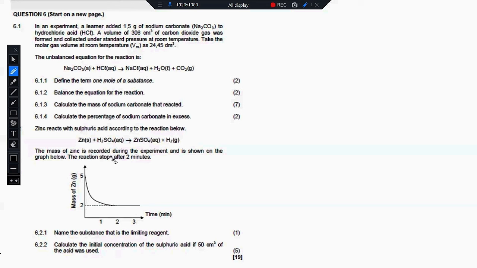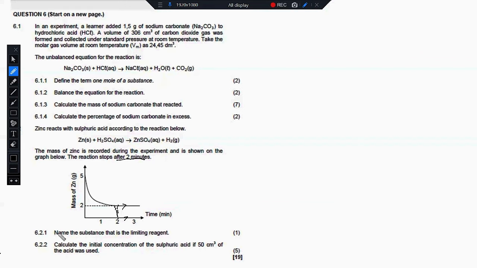The mass of zinc is recorded during the experiment and is shown on the graph below. The reaction stops after 2 minutes. So note that. Remember, in order for us to know that the reaction has come to completion, we will see the line being parallel to the x-axis, as we saw with the previous question. So always, when the line starts to be parallel to the x-axis, then it indicates that the reaction has come to a stop. So the reaction comes to a stop at 2 minutes, and then it's left there up until it reaches 3 minutes, but actually the reaction came to a stop at only 2 minutes, right? So it's very important to note that.